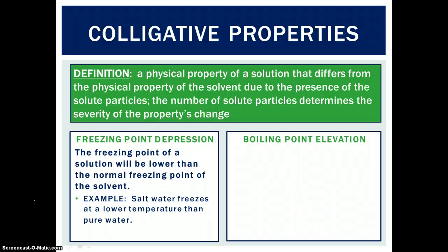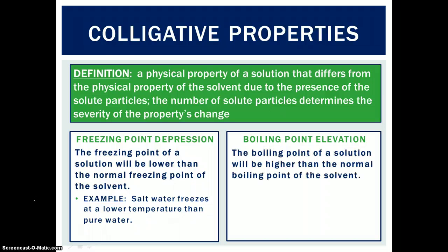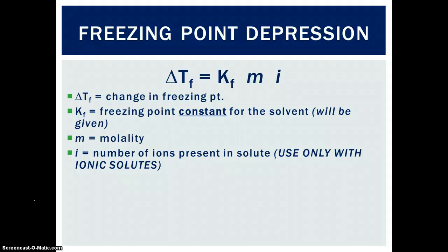The opposite is true for the boiling point. The boiling point will elevate, the boiling point elevation. The boiling point of a solution will be higher than the normal boiling point of the solvent. Again, add salt to water, the salt water will boil at a higher temperature than pure water. The equations that go with this are equations for freezing point and boiling point change in temperature. They look pretty similar. We're going to run through the freezing point one first.